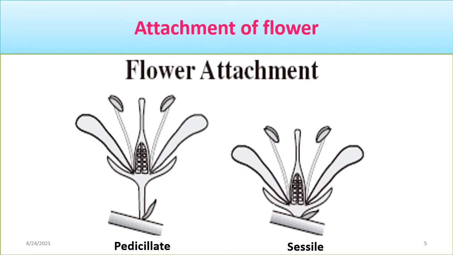The next characteristic studied under the flower is the attachment of the flower. If you look at the first flower, a stalk is there, and if you look at the second flower, the stalk is absent. If it is present, then that is called pedicellate, and if it is absent, then that is called sessile.